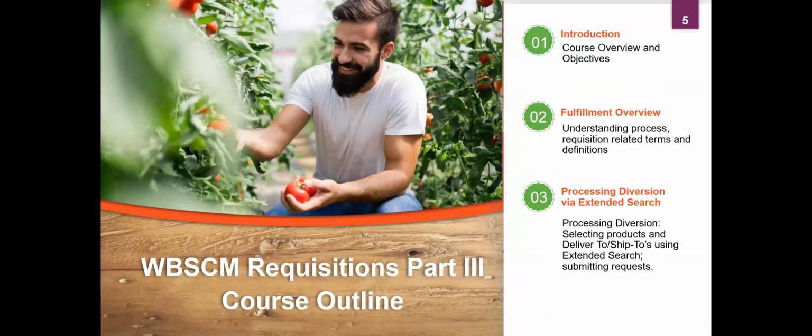Okay, so we're going to look at the processing diversion via extended search. So how to select our products and then identify those deliver-tos and ship-tos while using the extended search for those requests. So it is going to be a little bit different than our direct deliveries where we utilized the catalog.